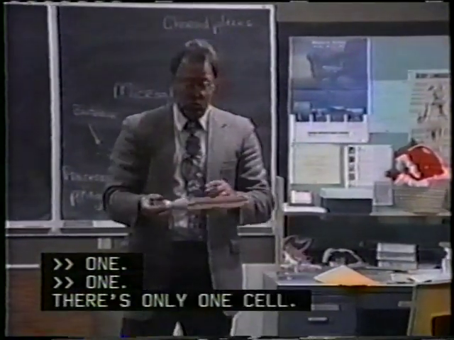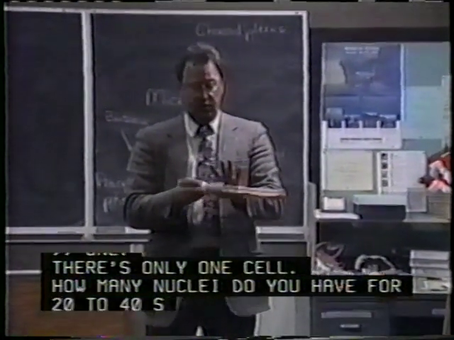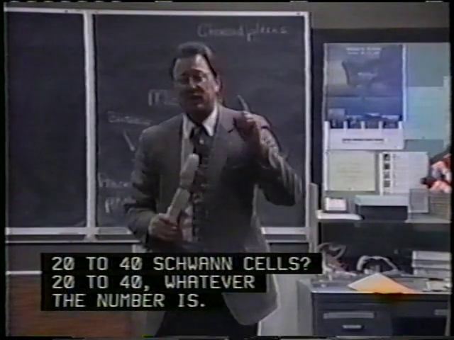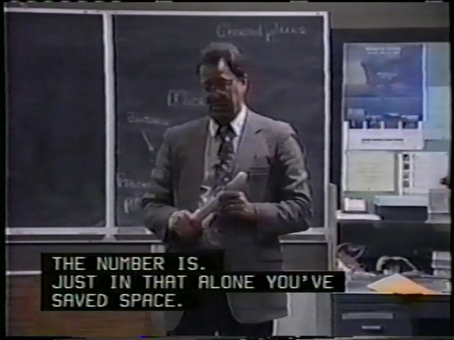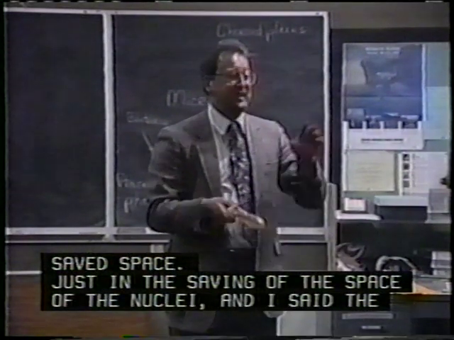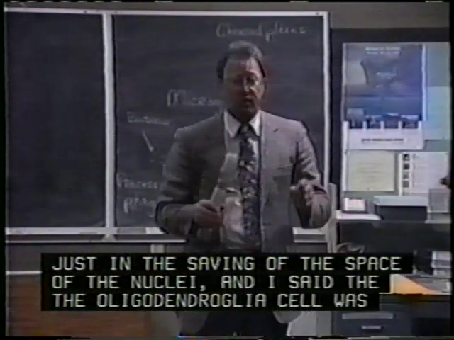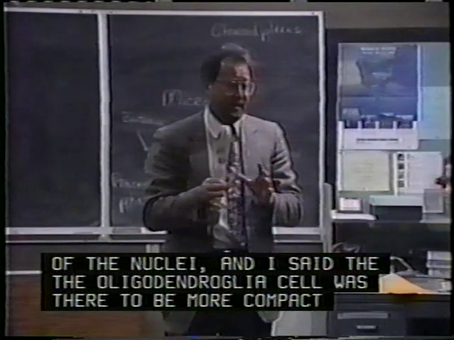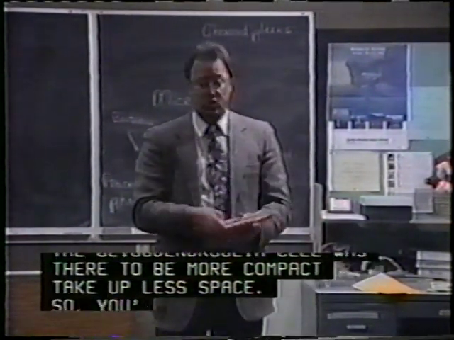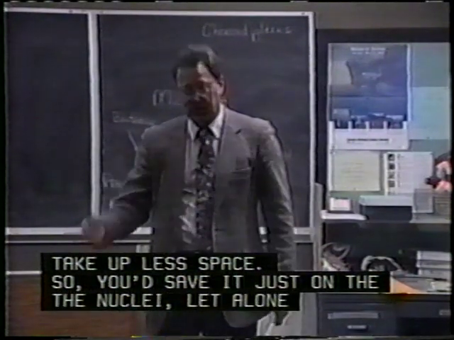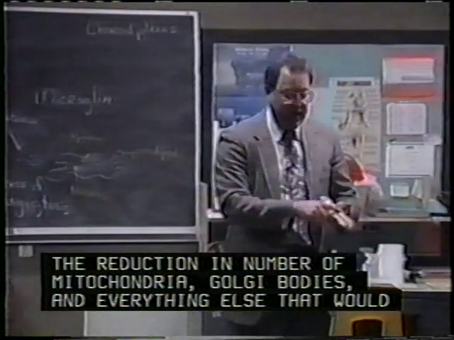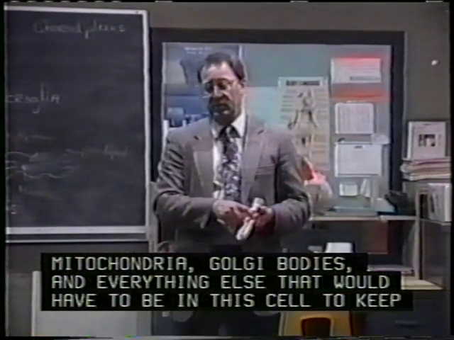How many nuclei do you have for 20 to 40 Schwann cells? 20 to 40, whatever the number is. Just in that alone, you've saved space. Just in the saving of the space of the nuclei. And I said the oligodendroglial cell was there to be more compact, take up less space. So you'd save it just on the nuclei, let alone the reduction in the number of mitochondria and Golgi bodies and everything else that would have to be in this cell to keep it alive.